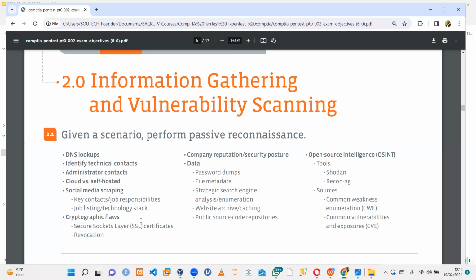Then cryptographic flaws. So what kind of certificates? I've seen sites, fixed sites severally, that have SSL certificates and still get hacked. And at times, some of these hacks can be from the SSL certificates. At times, it can be from the application itself. But you can have some flaws. These days, you could get SSL for typically zero fee, right? And you see revocation. Then the company's reputation and security posture.